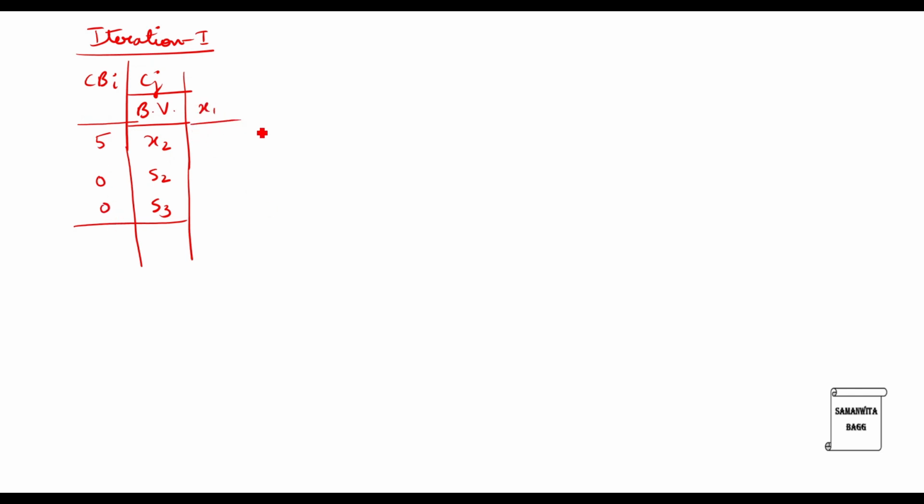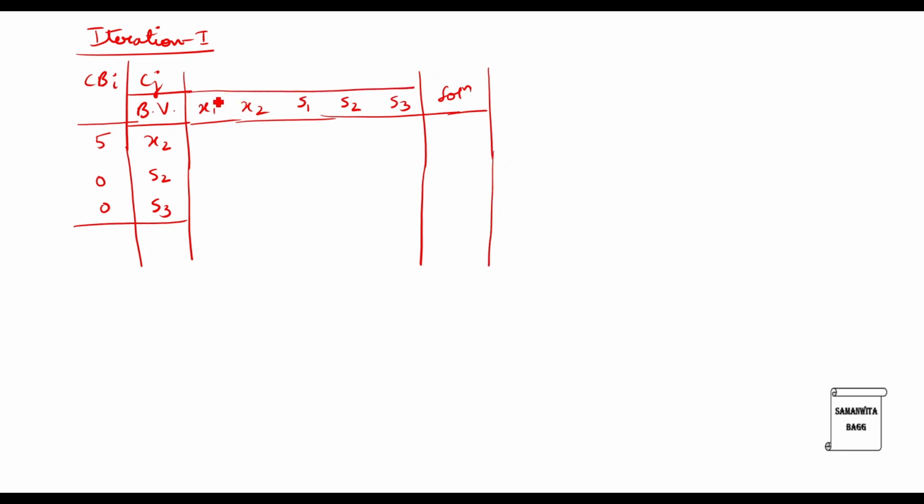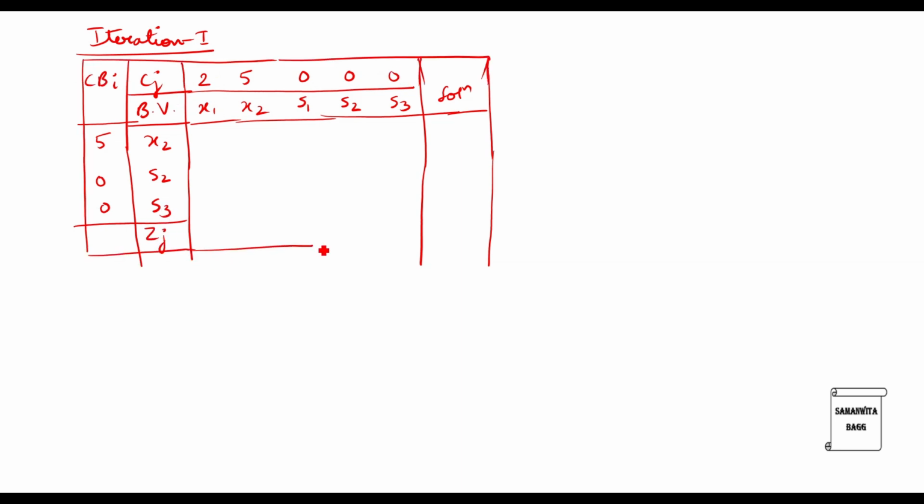Here we have x1, x2, S1, S2, S3. Then we will calculate solution. The coefficient of x1 in the equation of Z is 2, as x2 is 5, this is 0, 0, 0. We need to calculate Zj and also Cj minus Zj.